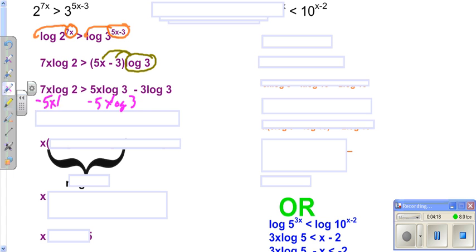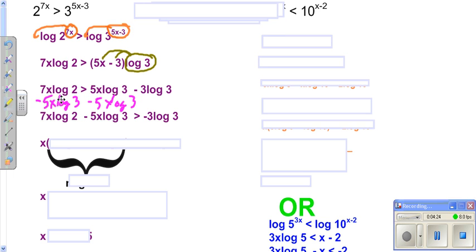5x log 3. So on the right side that disappears. On the left side you get your 7x log 2 minus your 5x log 3. Now, these are not like terms because they have different logarithms, so we can't combine them together. However, they both have x's, so let's go ahead and pull that x out. Factoring out that x, not doing anything to the right-hand side, we have this.